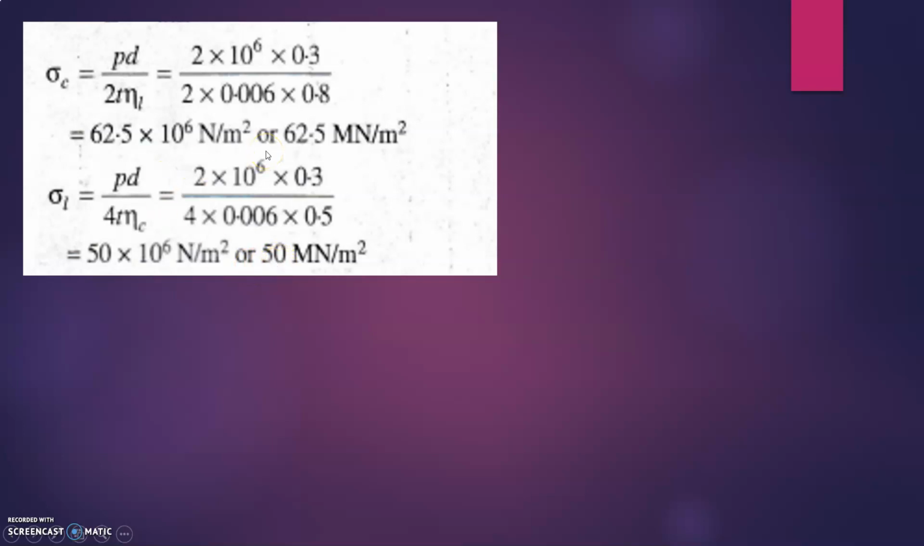Here, as I told, the longitudinal stress is always equal to half of the circumferential stress, but if there is efficiency, that will not work out. If there is efficiency, the longitudinal stress is not exactly half of the circumferential stress, which you have to observe or note down.